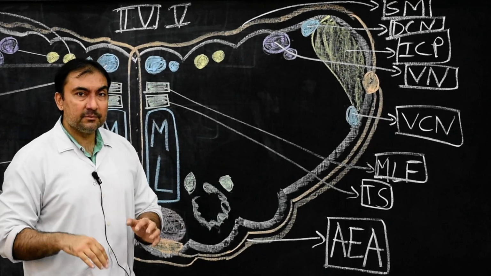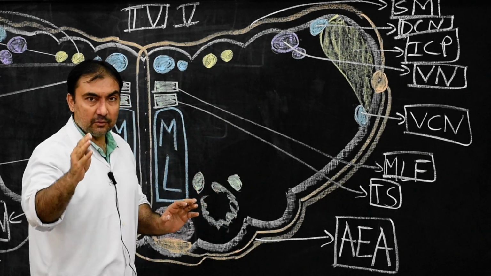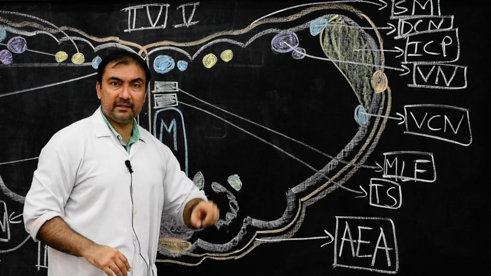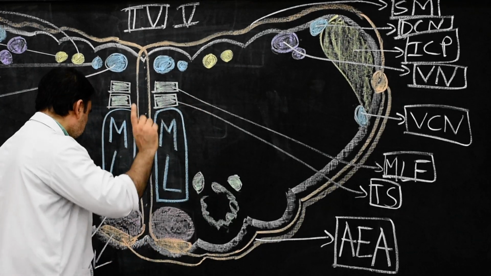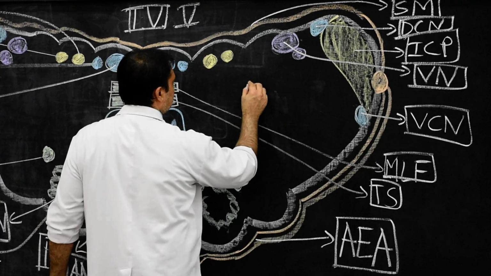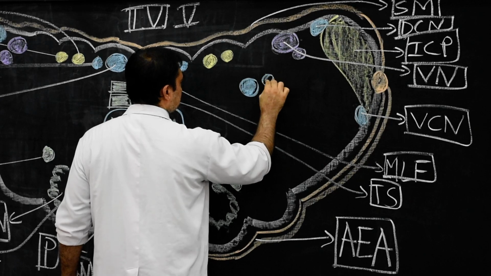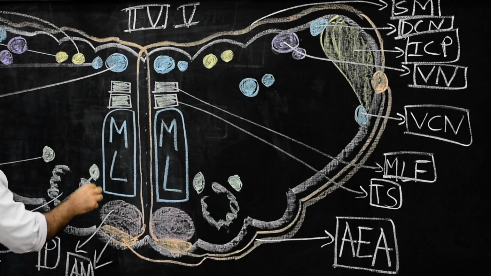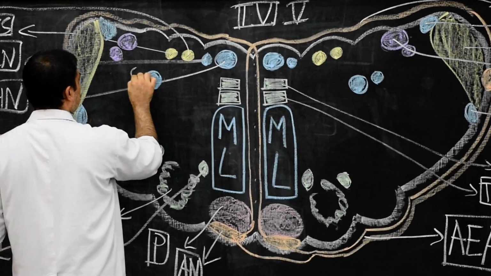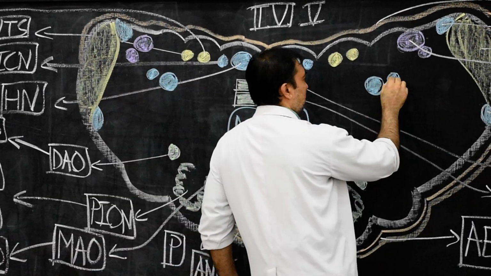Now we come to two nuclei which are present laterally. Remember, the location of these two nuclei will be ventrolateral to the dorsal nucleus of vagus and nucleus of tractus solitarius. I will use blue color for those two nuclei. This is the nucleus ambiguus, and this is the inferior salivatory nucleus. Once again, I will draw here. This will be the nucleus ambiguus, and this will be the inferior salivatory nucleus. We have to write both the nuclei.